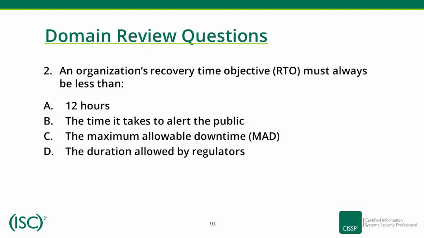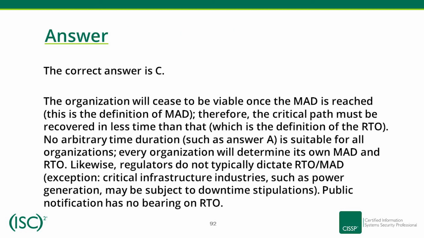Domain Review Questions. 2. An organization's recovery time objective, RTO, must always be less than: A. 12 hours. B. The time it takes to alert the public. C. The maximum allowable downtime, MAD. D. The duration allowed by regulators. Answer. The correct answer is C.